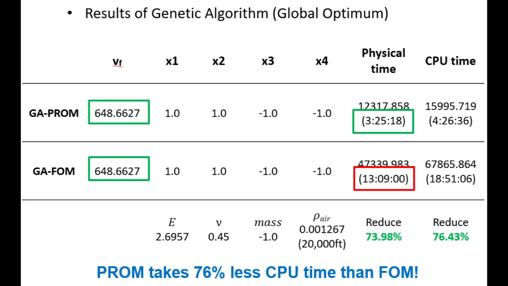The goal of the optimization was to maximize the flutter speed of the Goland wing by optimizing the values of the 4 remaining parameters, i.e. Young's modulus, Poisson's ratio, material mass, and air density. The table shows that using the full order model, it took 18 hours and 51 minutes of CPU time to finish the optimization, whereas using the parametric reduced order model took only 4 hours and 27 minutes of CPU time. Thus, the parametric reduced order model could reduce the time by a factor of 4.